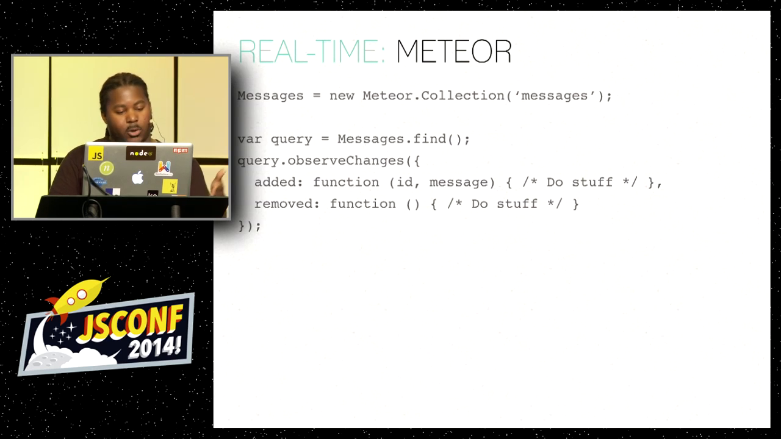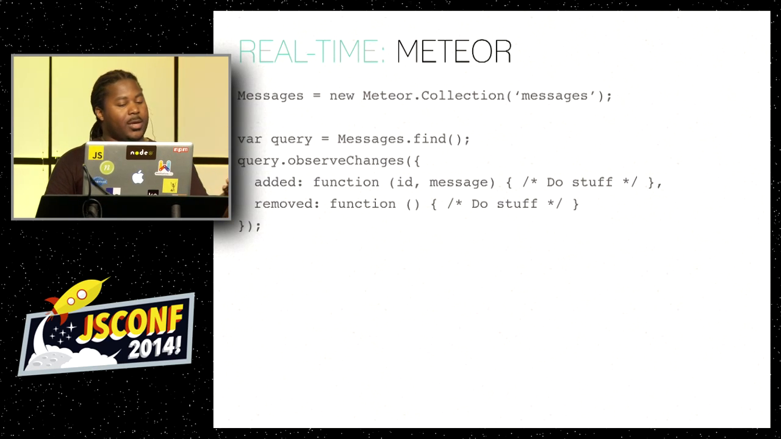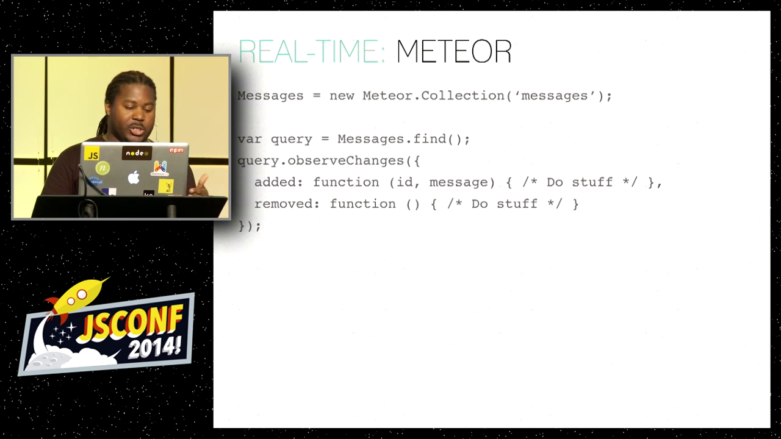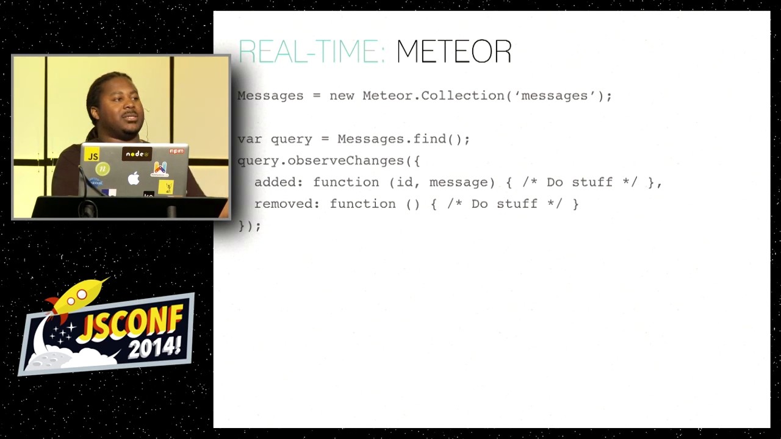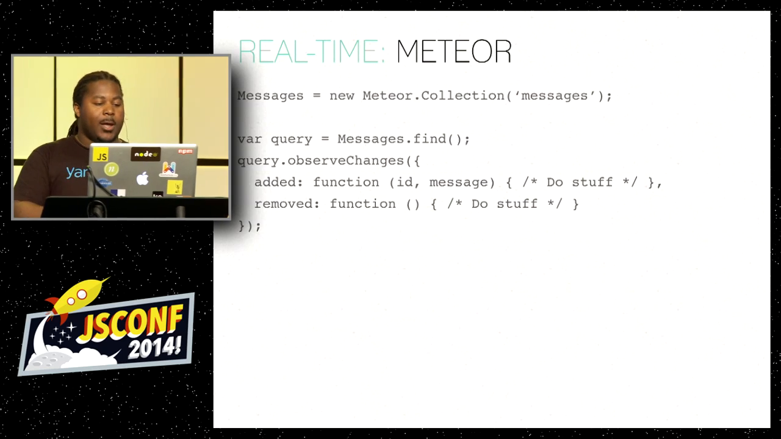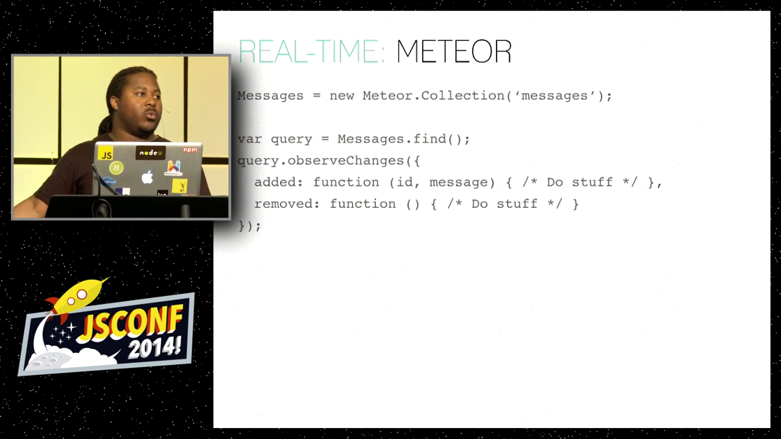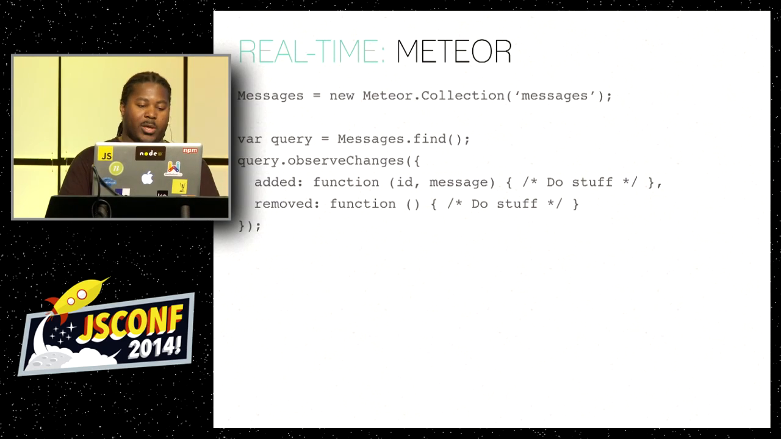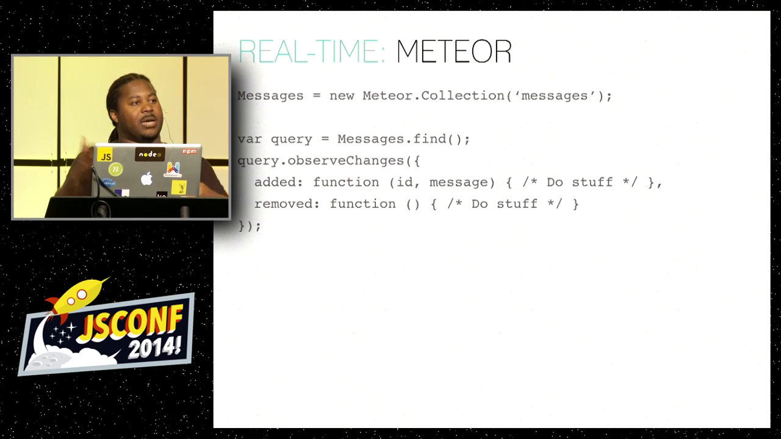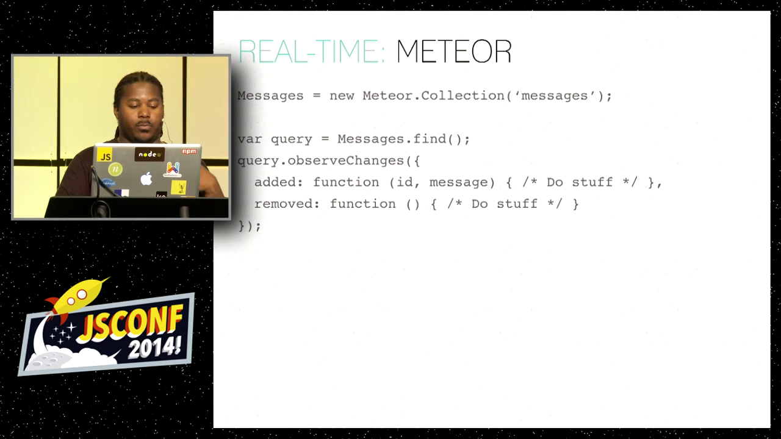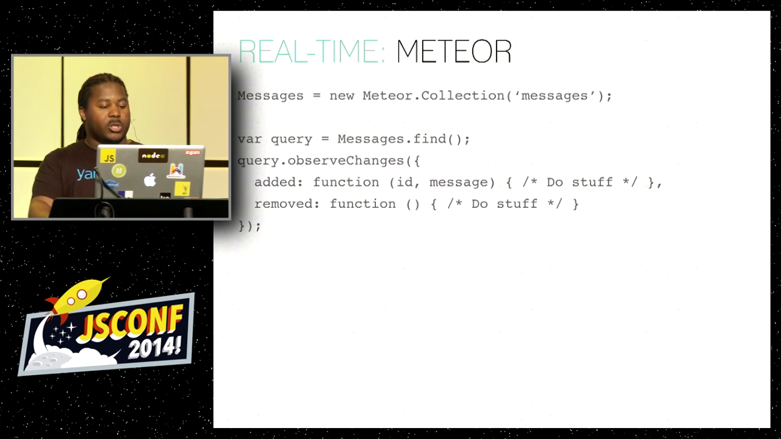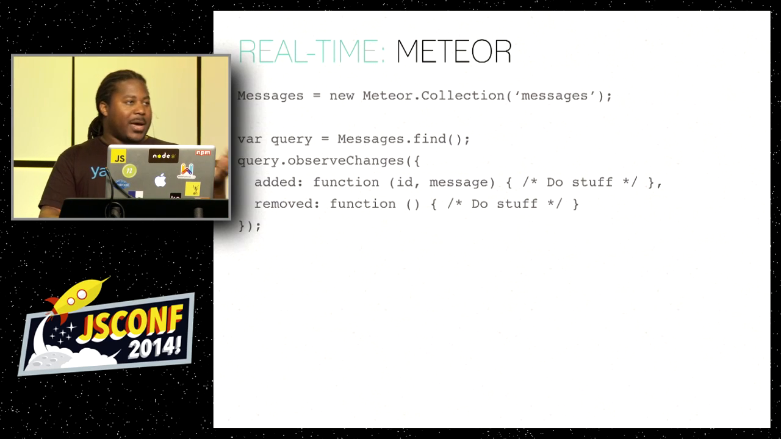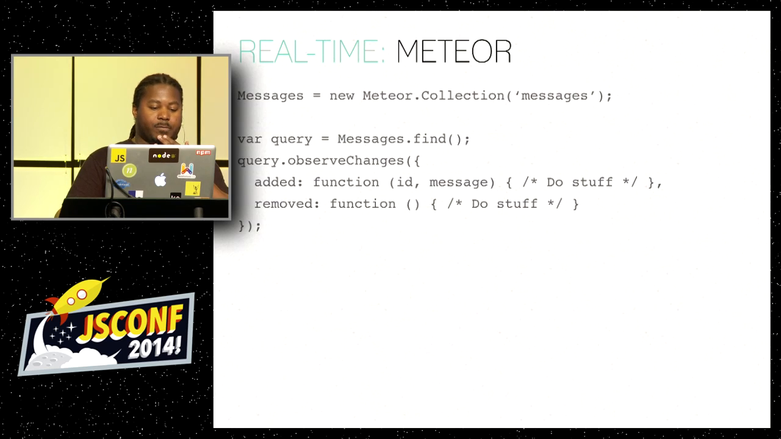So this is the Meteor example in that you just create this Meteor collection of messages, right? You do a query on it by saying find, and it's going to give you back some initial data if you have it cached locally, but it's also going to open a real-time connection, or rather, the way that Meteor works is that there's always this real-time syncing going on. So this query that you get is always going to fire these changes that you can observe. And you do that by calling observe changes, funnily enough.